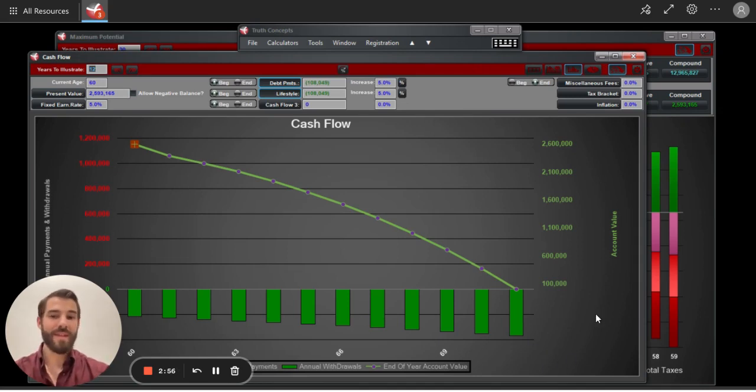So this essentially just streamlines things for you. You're now able to load your information into max potential and then spend no time at all transferring that over into your cash flow calculator for demonstration.